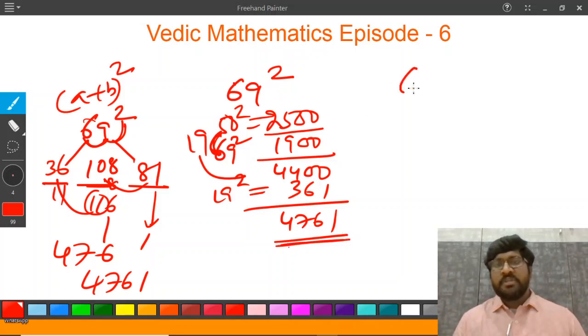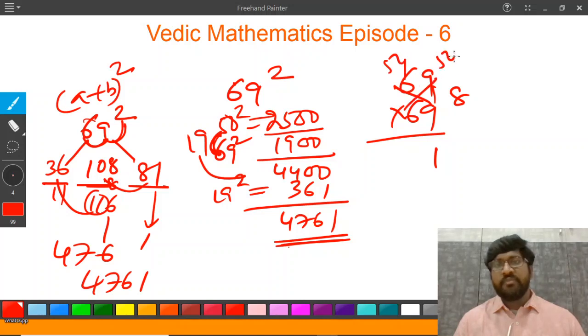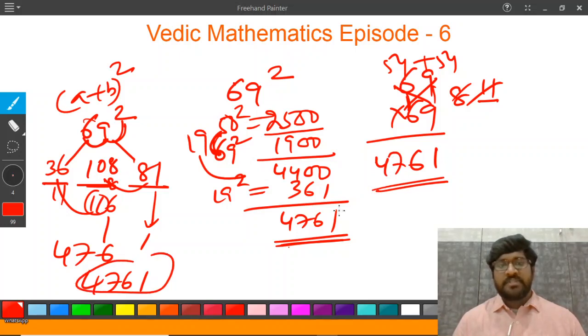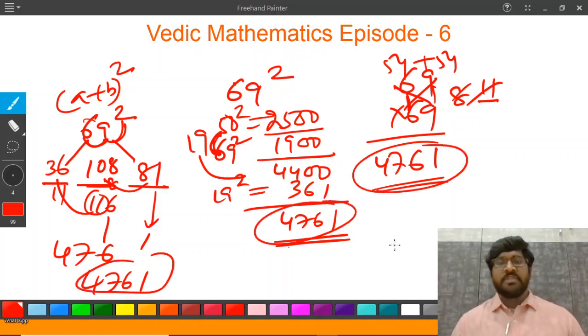What is the third method? Normal multiplication method. 69 square is 69 into 69. 9 9s are 81, 8 carry 1 here. Diagonal 54, this diagonal 54, plus 54, 108 plus 8, 116. 11 carry 6 here. Next last vertical 6 6s are 36 plus 11, 47. You will get the same answer by following any of the methods.